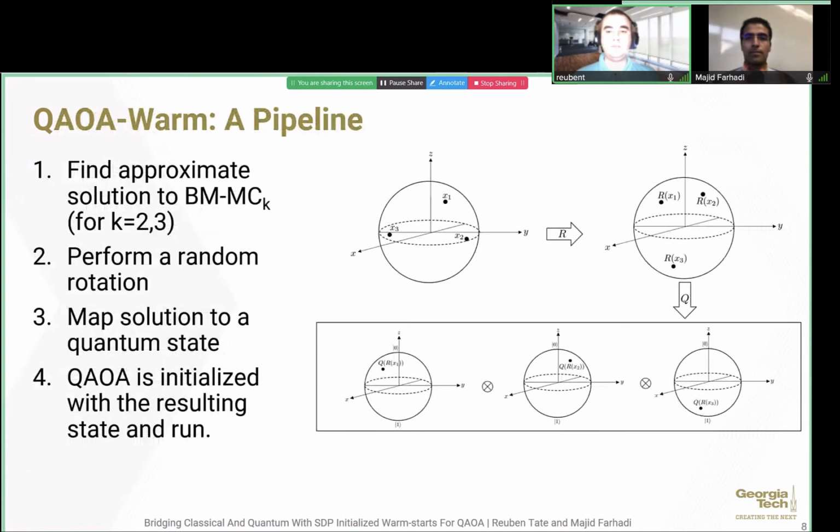We then perform a random rotation. Afterwards, we map the rotated solution to a separable unentangled state, which we then use as the initial state for QAOA. We'll now describe steps 2 and 3 in more detail.